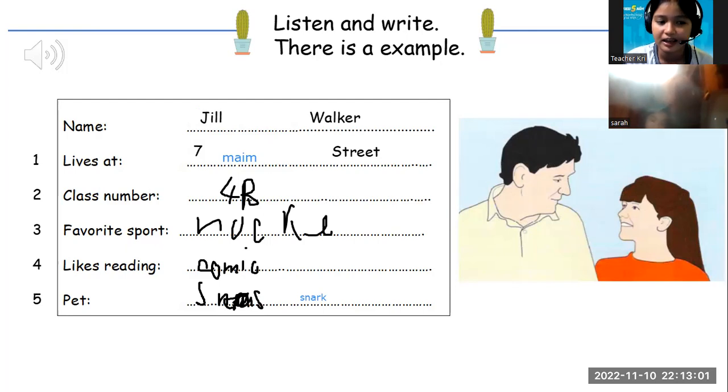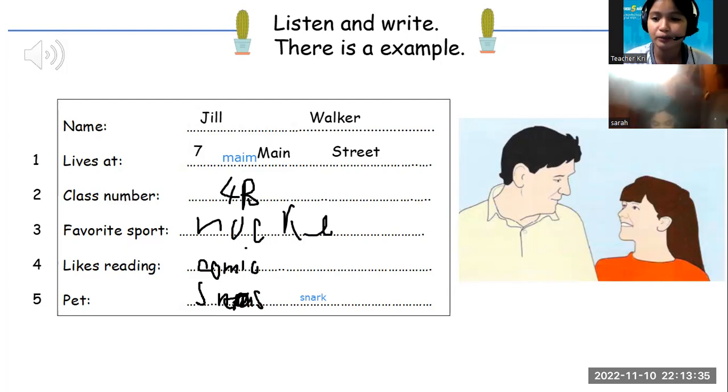Okay, and number four is comic, and number five is snare. Okay, so let's see if your answers are right. So the person in the story is Jill Walker, and Jill lives at 7 Main Street. Okay, it's not Main, but Main. M-A-I-N. 7 Main Street.